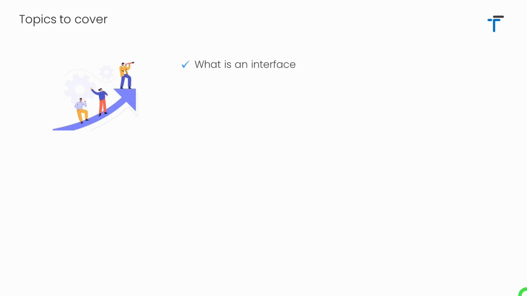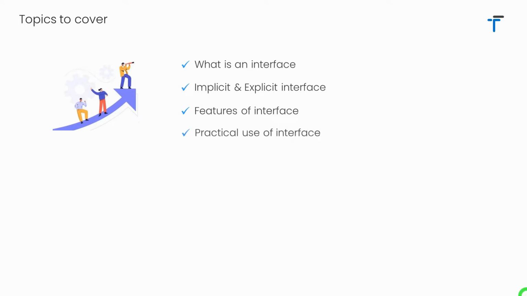Now look at the topics that we'll cover in this video. We'll start from what is an interface. Then we will understand what we mean by implicit and explicit interface. Then we'll cover various features of interface. Here I will talk about 9 different features of interface that I have come across. And at the end of this video, I will talk about the practical use of interface. So without wasting time, let's get started.